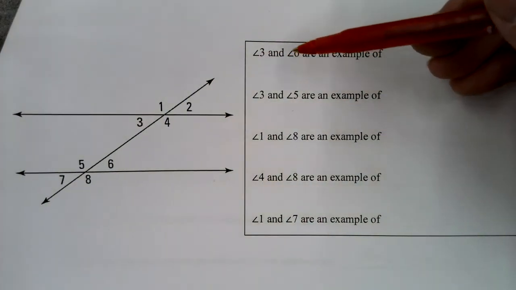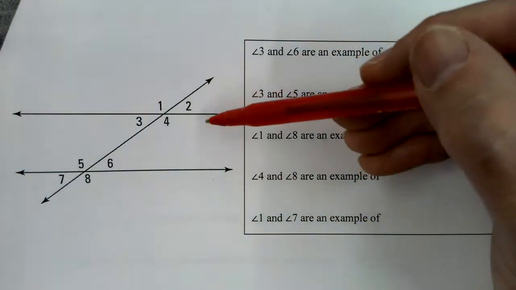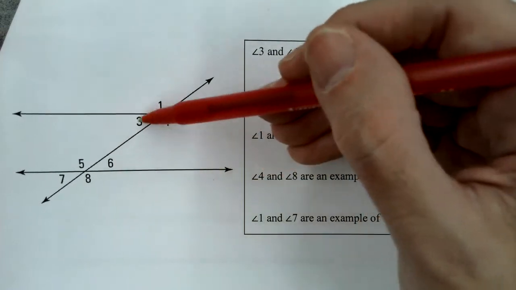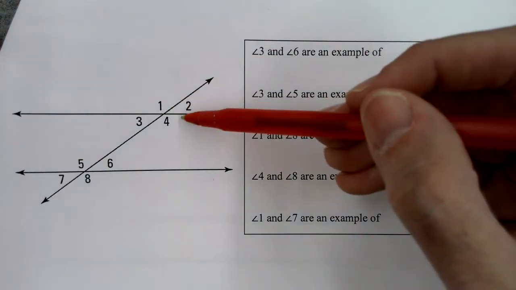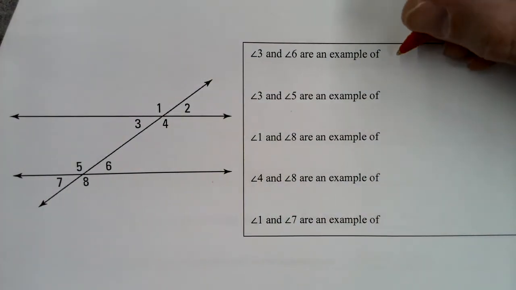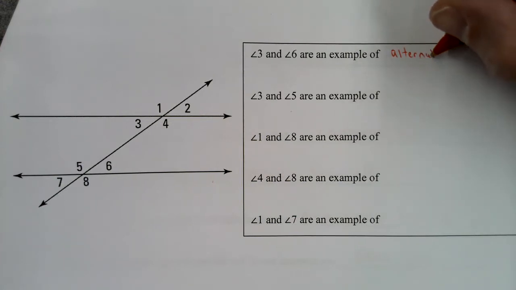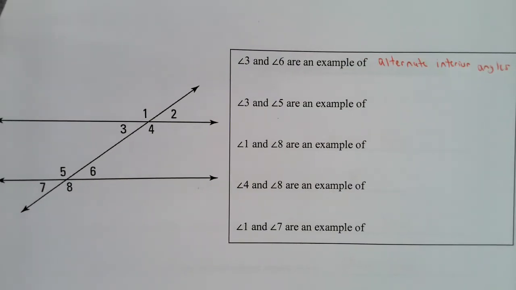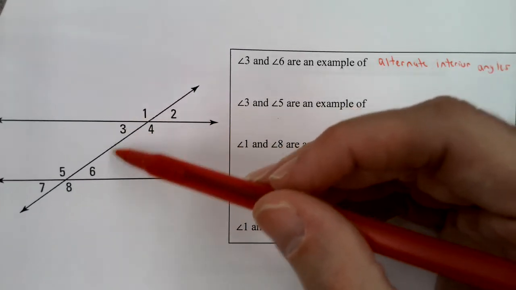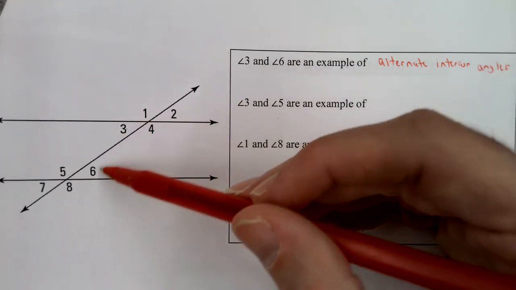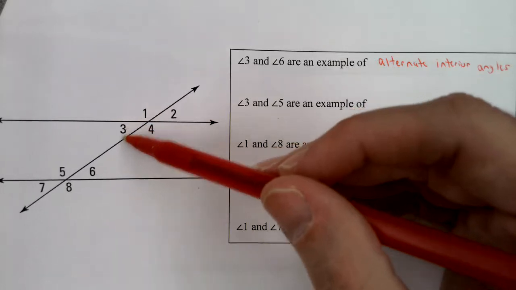Angle 3 and angle 6, those have a special name. They are inside the two lines being intersected, and they are on opposite sides of the transversal. So inside the two lines being intersected, opposite sides of the transversal, that's an example of alternate interior angles. 3 and 6 are called alternate interior angles. Alternate because they alternate what side of the transversal they're on. And interior because they're inside the two lines being intersected.